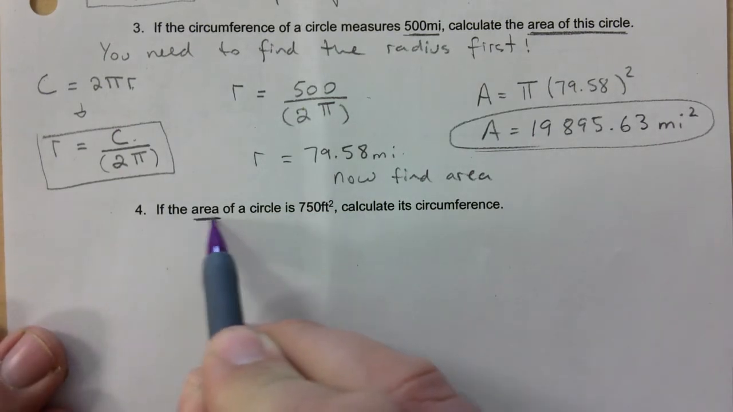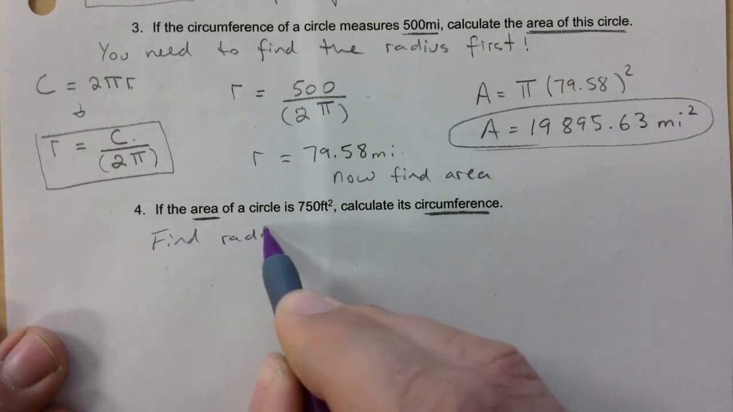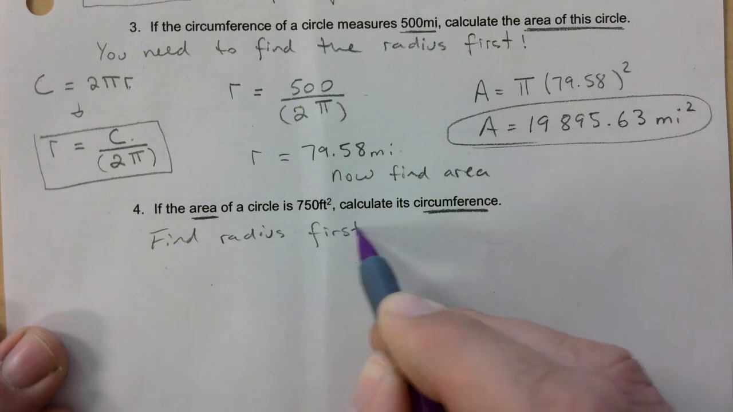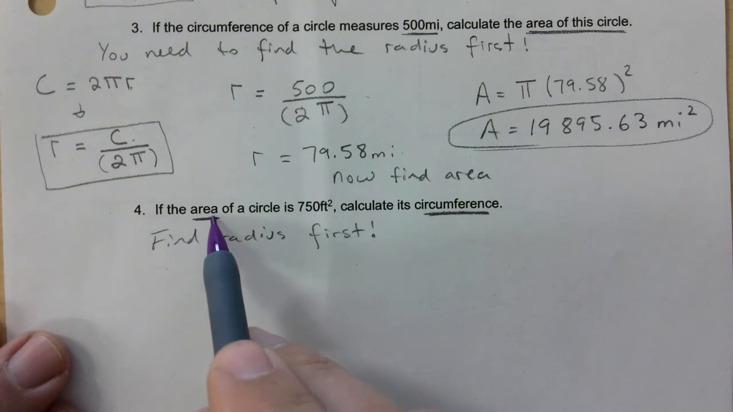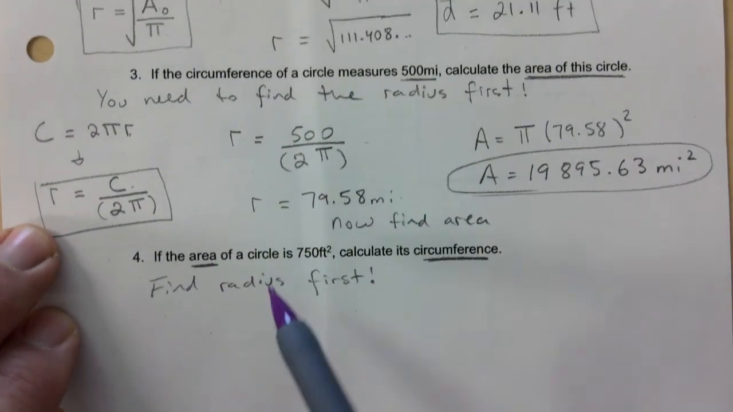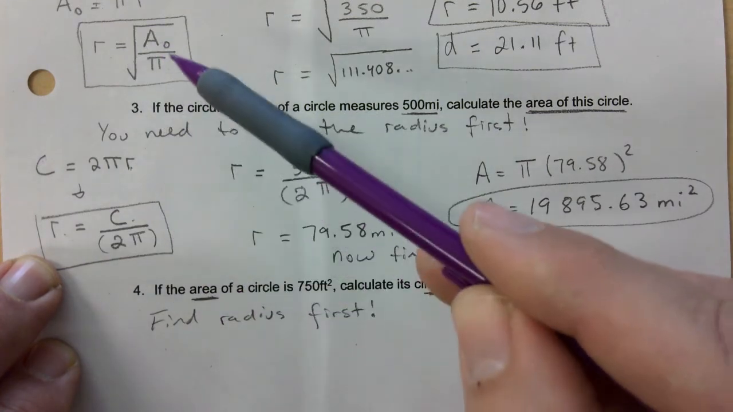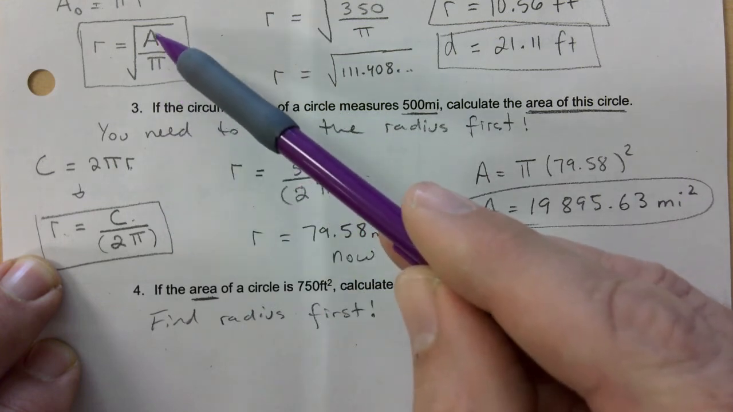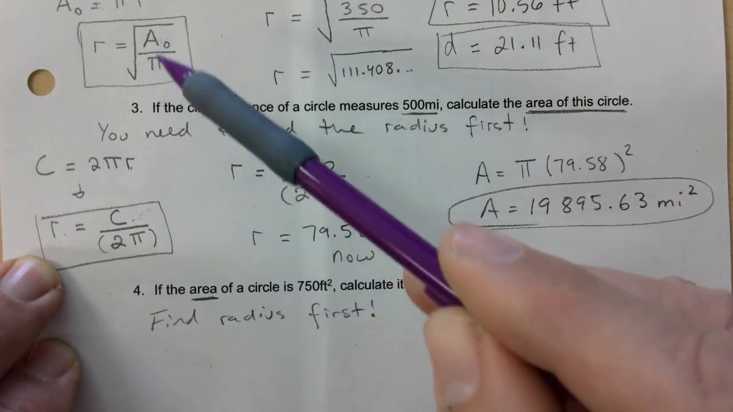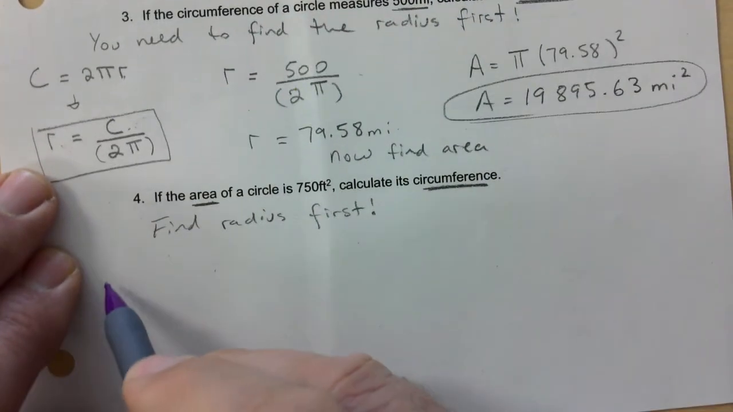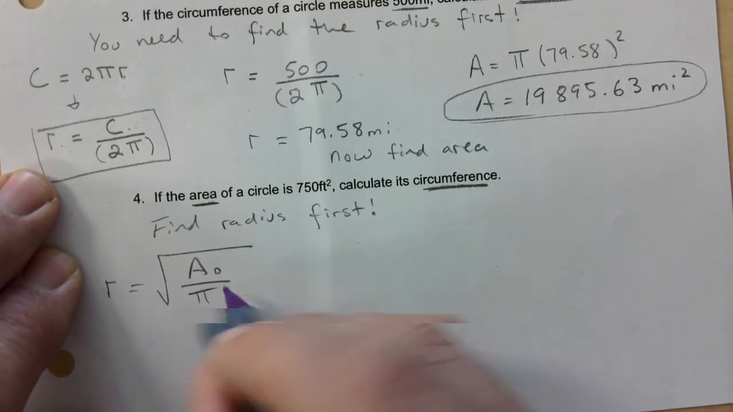You're given the area of a circle, find the circumference. Find radius first, again. Okay? You find the radius first. You're given the area. So on your study sheet, you're like, okay, wait a minute. There's radius here, there's radius there. Which one do I use? Oh, wait a minute. This one involves the area and this one involves the circumference. I'm involving the area here, so I need to use this one up here. So the radius would be square root of area of the circle divided by pi.